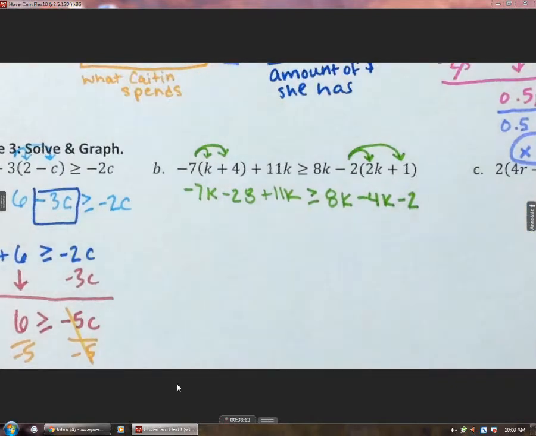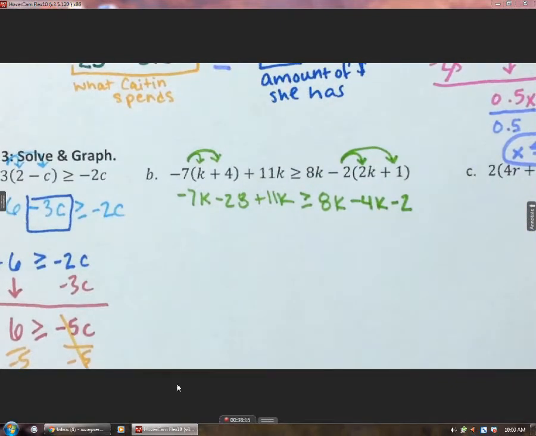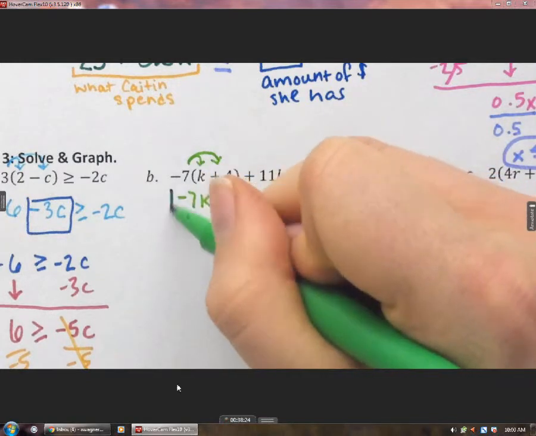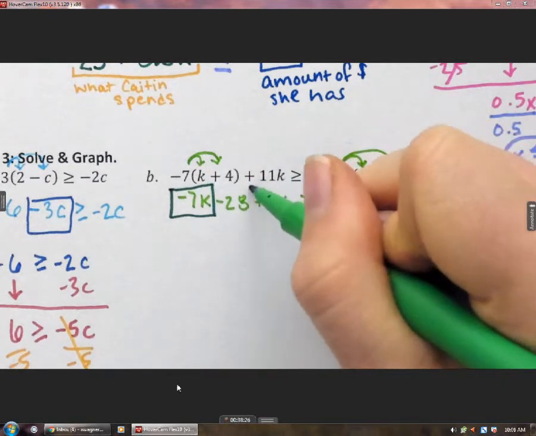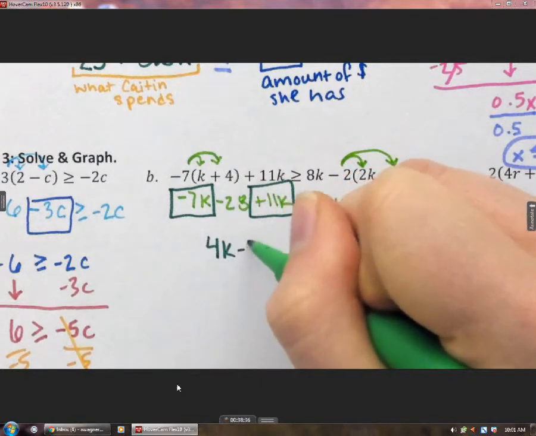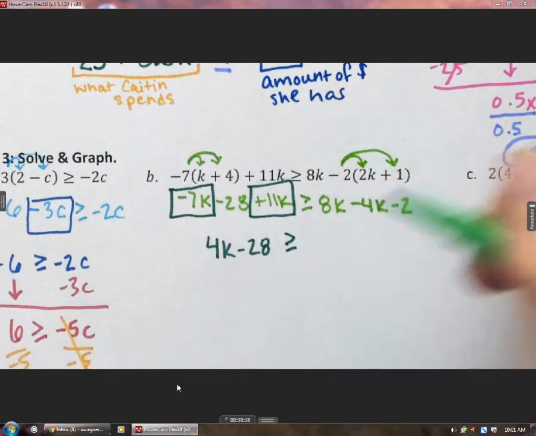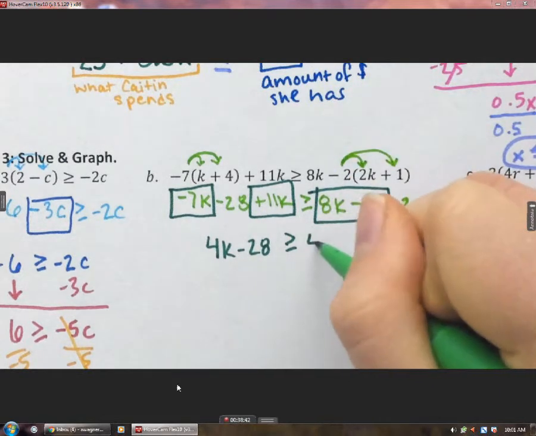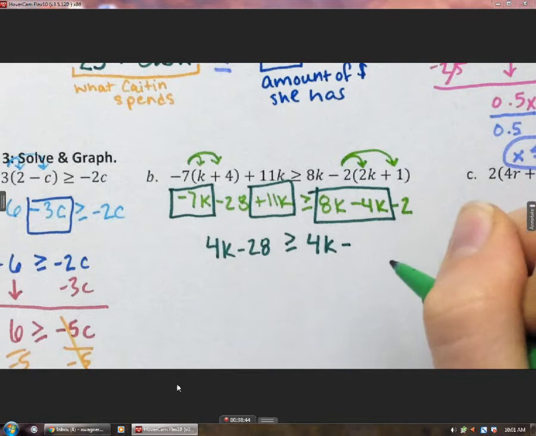You guys don't have to write down. If you didn't print the notes, you don't have to write this. Mostly I would just watch to make sure that you know how to do this. I think you do. I'm just trying to model how to solve a big problem like this. Negative 7K plus 11K. Combine like terms. So that would be 4K minus 28 is greater than or equal to 8K minus 4K. 4K minus 2.